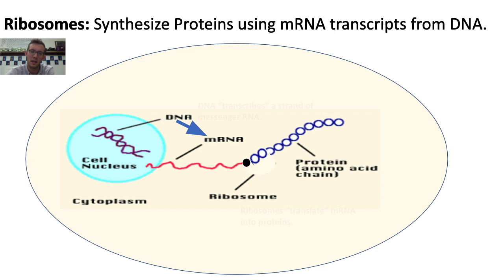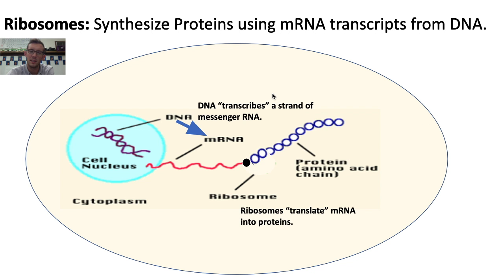Hey Bioteam. So you guys know that ribosomes are responsible for building proteins using the mRNA that they receive from DNA. So in the case of this cell, the DNA would transcribe a strand of messenger RNA, and the ribosome, this little guy right here, would take that messenger RNA and use it to translate out a protein, a chain of amino acids, or a polypeptide.